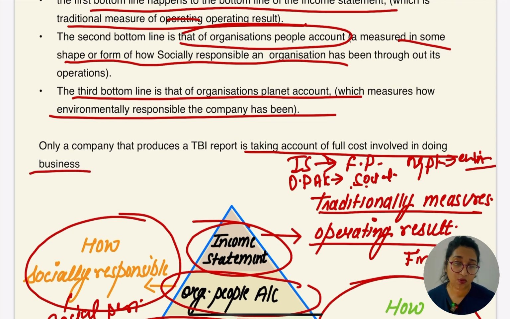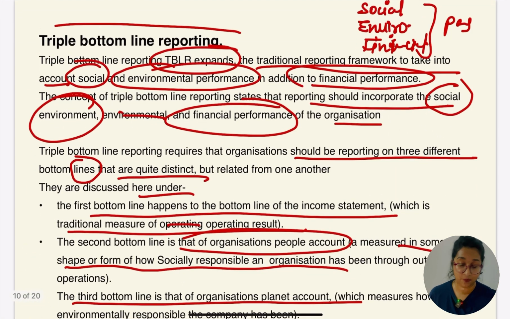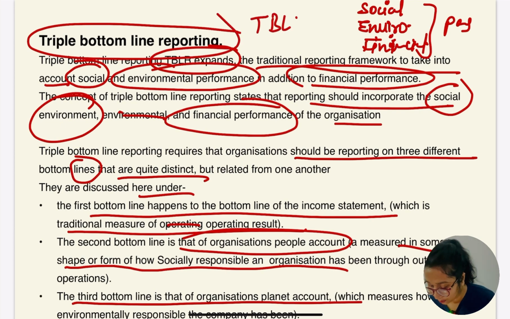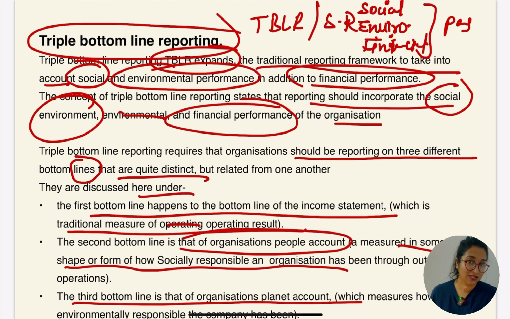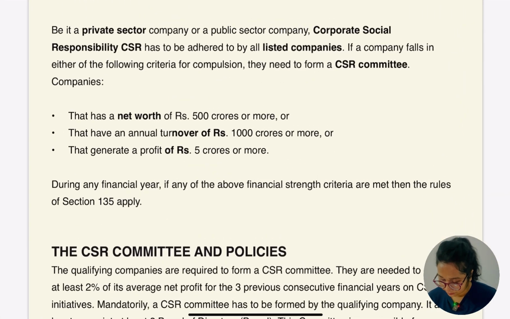Now my question to you: what is the difference between this report and the sustainability report? Triple bottom line report, TBLR, and sustainability report, as I have already mentioned in the previous lecture about the sustainability report. There is only one more thing. Three things are already covered: social, environmental and financial performance. Apart from that, one more thing is there. This makes the difference between these two. So you have to tell me in the comment section. Let's go for the other part, guys.